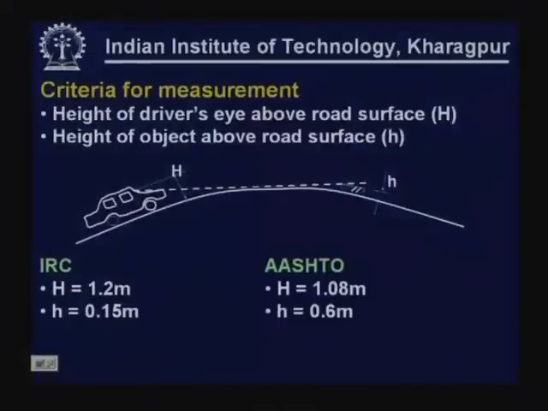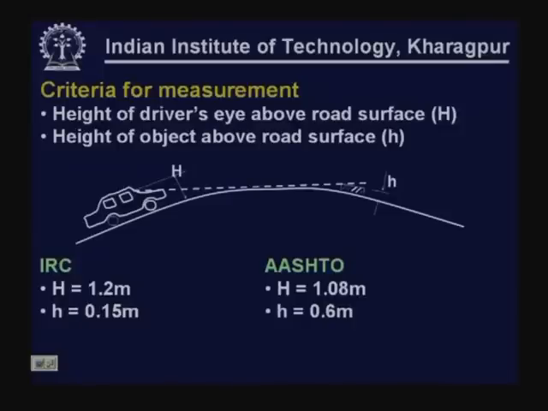One can understand easily that the length of the road visible in front of a car is generally lesser as compared to the length of the road visible in front of a truck. So, it is necessary to specify the height of the driver's eye above road surface and also the height of the object when we are talking about the stopping sight distance. So, here as per Indian Roads Congress, the height of the driver's eye above road surface is taken as 1.2 meter and the object height is taken as 0.15 meter.